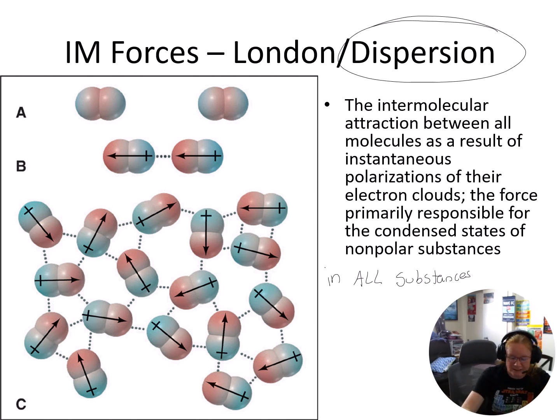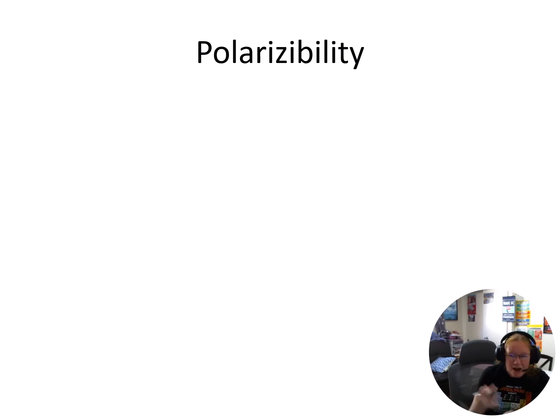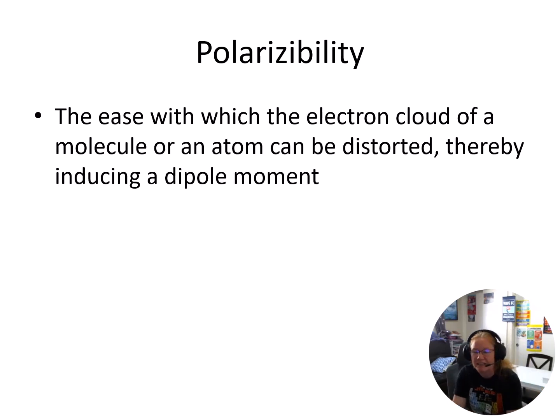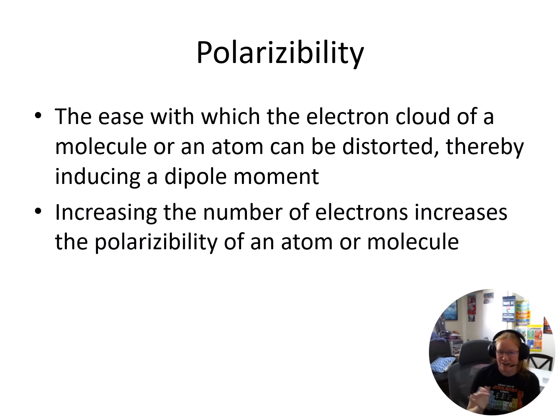Now, polarizability, what is that? All right, well, when we talk about polarizability, the more polarizable something is, the easier it is to disrupt that electron cloud. So when I look at the ease with which the electron cloud of a molecule or an atom can be distorted, and when that gets distorted, we induce that dipole moment. If I have more electrons, I'm going to increase that polarizability because think about it. Where are we going to get a stronger concentration of negative charge? Something that has 1 electron or something that has 25 electrons? Well, obviously 25 electrons. And so we get more polarizability when we increase the number of electrons.